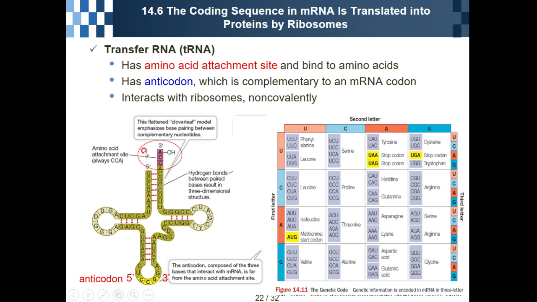At the 3' region, they have the amino acid attachment site, where the amino acid is usually attached. They also have the anticodon in the center. The anticodon is complementary to the mRNA codon. For example, the anticodon 5' to 3' is CCG, and the mRNA codon, always read from 5' to 3', is CGG. CGG codes for arginine, so this tRNA with the anticodon CCG attaches arginine around here.